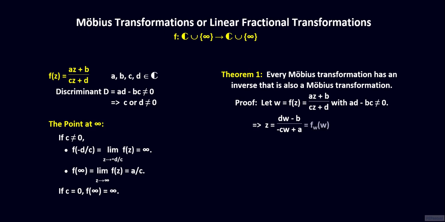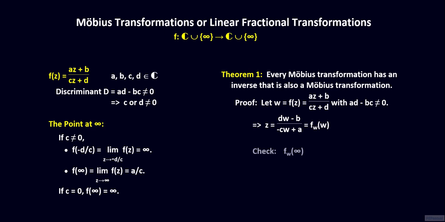We call this f sub w of w. F sub w is the inverse of f for ordinary complex numbers except for w equals a over c, where the denominator of f sub w becomes 0. To verify that f sub w is the inverse of f on the extended complex plane, we must also check that the things that happen not just at w equals a over c, but also at infinity for f sub w are consistent with the things that happen at infinity for f.